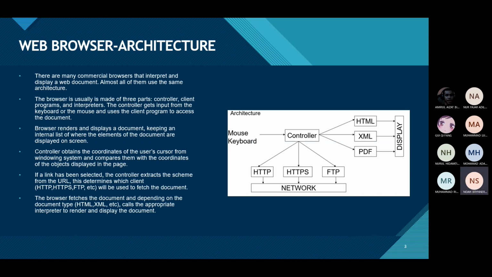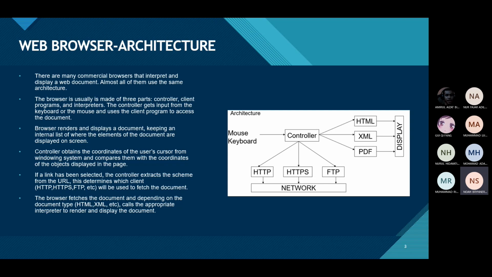Let's see, client programs. The browser renders and displays a document, keeping an internal list of where elements and documents are displayed on the screen. The controller obtains the coordinates of the user's cursor from windowing systems and combines them with the coordinates of the objects in the page. If a link has been selected, the controller extracts the scheme from the URL. This determines which client will be used to fetch the document. The browser fetches the document and, depending on the document type, calls the appropriate interpreter to render and display the document.